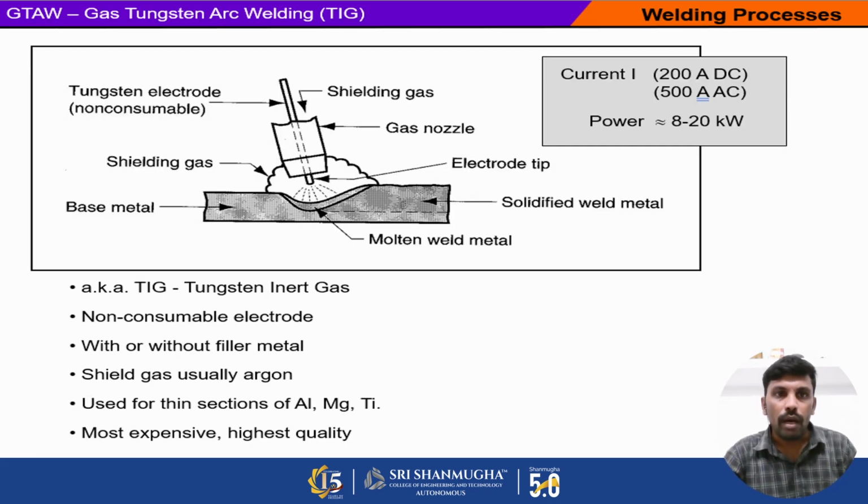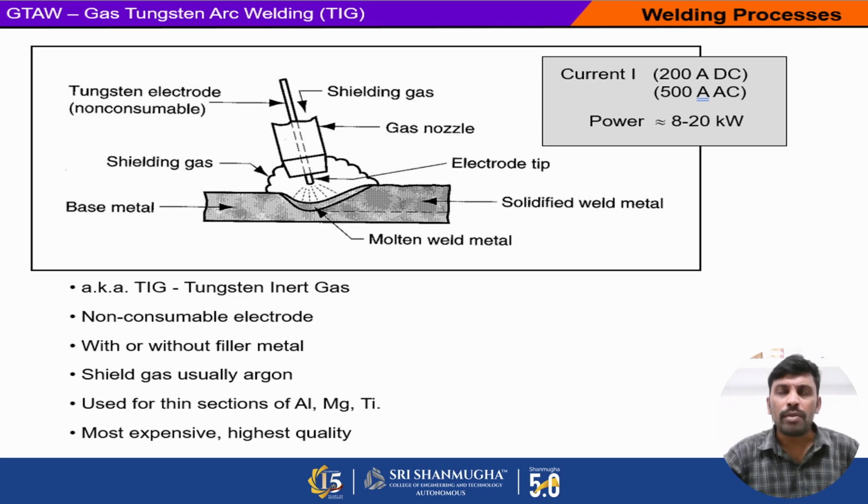So the next one is a non-consumable process, GTAW, the gas tungsten arc welding process. It's a non-consumable electrode. In this process, tungsten acts as the non-consumable electrode. The process is carried out with or without filler metal. The shielding gas mainly used is argon. After that, it is used for thin sections of aluminum, magnesium and titanium.